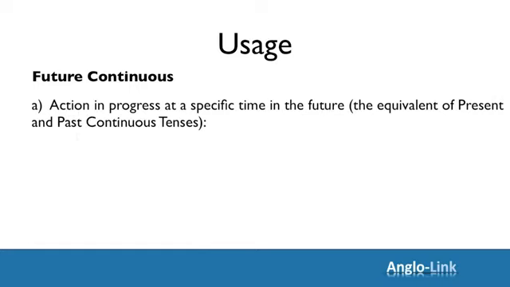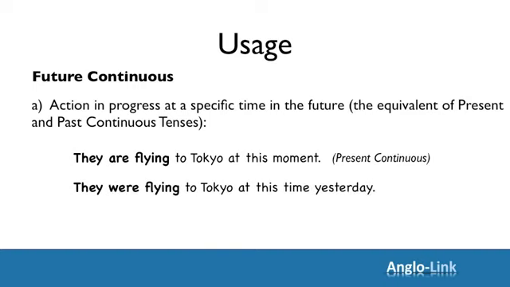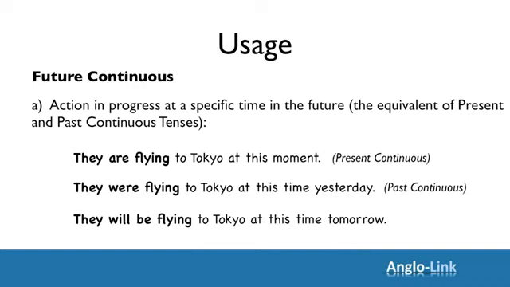Right then, let's have a look at usage now, starting with future continuous. Future continuous has two usages. The first one is an action in progress at a specific time in the future. It is the equivalent of the present continuous tense or the past continuous tense. For example, in the present continuous, you would say they are flying to Tokyo at this moment. In the past continuous tense, you would say they were flying to Tokyo at this time yesterday. And in the future continuous tense, it will be they will be flying to Tokyo at this time tomorrow.